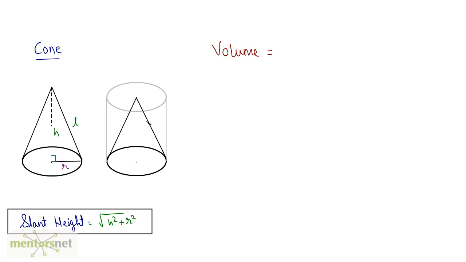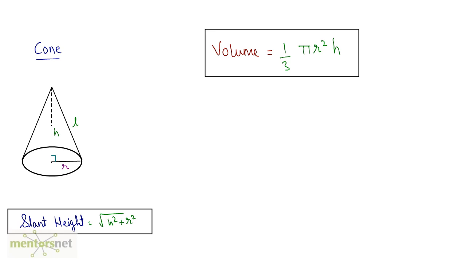So therefore, what is the volume of a cylinder? Well, it is pi r square h. And the volume of the cone will be 1/3 of pi r square h. So that's the formula to calculate the volume of a cone. Next, we have curved surface area of a cone. The area of the curved surface, right?